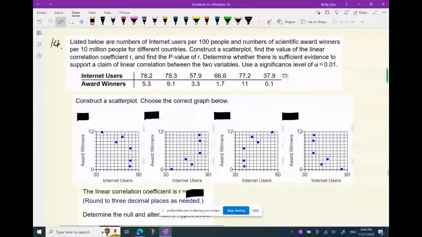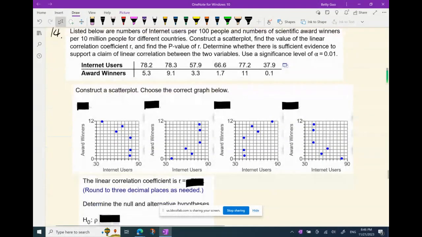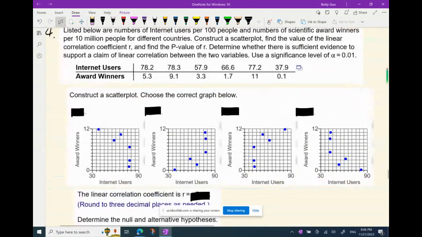Listed below are numbers of internet users per 100 people and the numbers of scientific award winners per 10 million people for different countries. Construct scatter plots, find the value of r and find the p-value. Determine whether there's sufficient evidence to support a claim of correlation between two variables. Use significance level 1%. Okay, let's do it together.